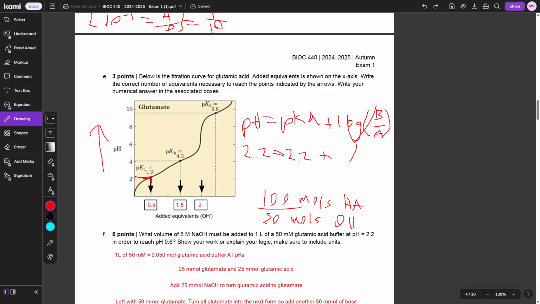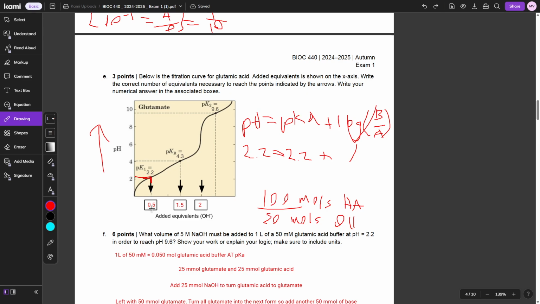So basically, you add 0.5 and you get to the pKa. That's the pKa. If you add another 0.5, you get to the equivalence point. Now you've turned all of your acid into conjugate base.